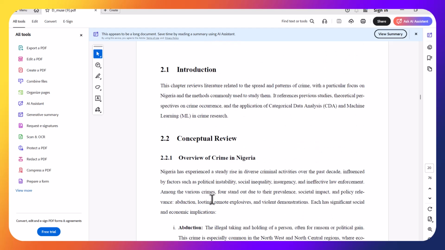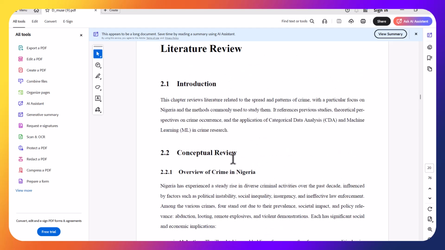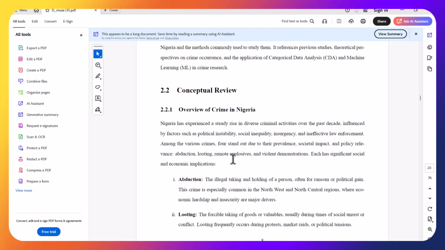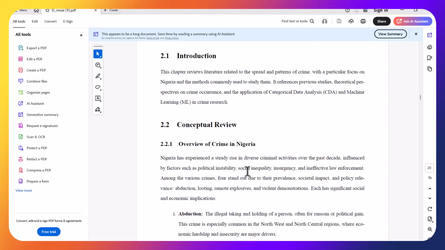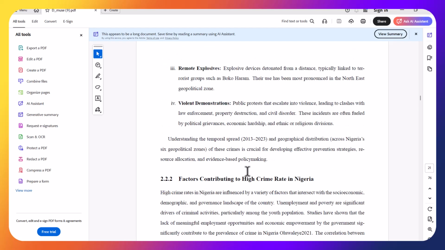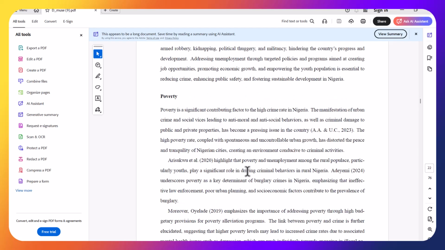So we have the conceptual review in chapter 2. Basically it contains an introduction, conceptual review, theoretical review, as well as the empirical review. Depending on what the lecturer or supervisor wants, some supervisors prefer the empirical review before the theoretical review. Some prefer theoretical to empirical, but the conceptual review basically comes first. And some supervisors want the introduction in chapter 2 to be left out. They just want you to jump to the conceptual review, and of course they're going to have some subsections relating to your particular project.